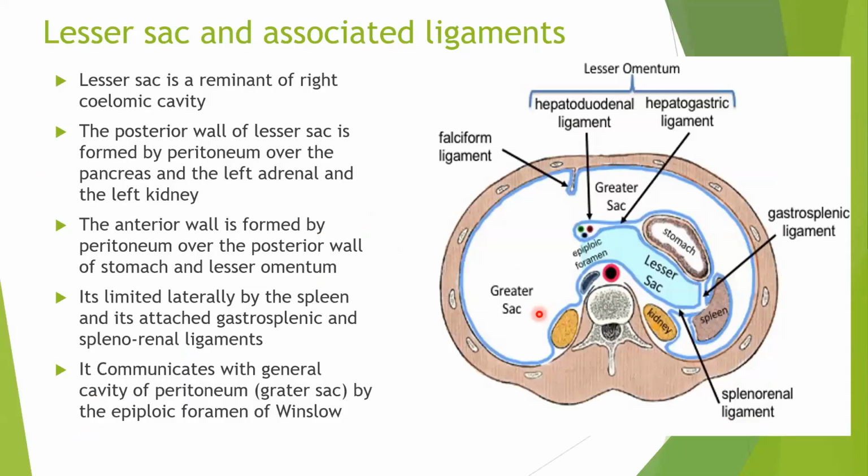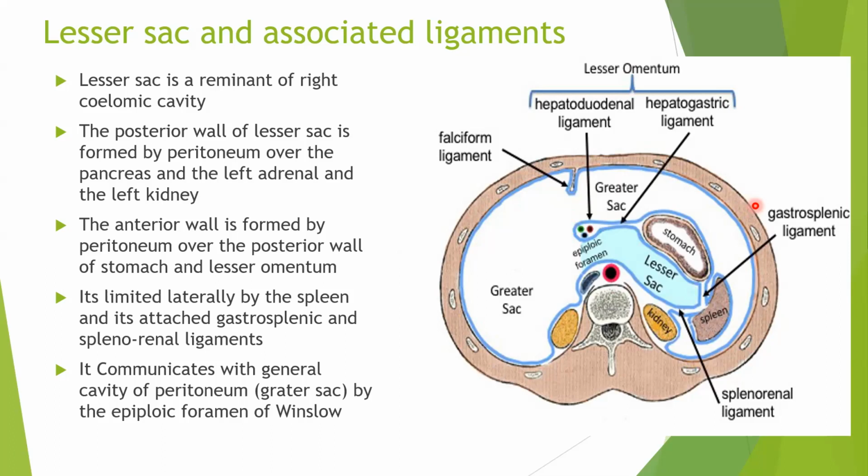The lesser sac and associated ligaments. The lesser sac is the remnant of the right coelomic cavity, as we said. The posterior wall of the lesser sac is formed by peritoneum over the pancreas and the left adrenal and the left kidney. The anterior wall of the lesser sac is formed by the peritoneum over the posterior wall of the stomach and the lesser omentum.